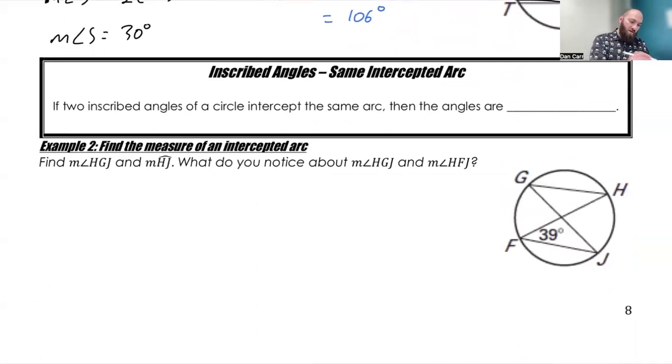Inscribed angles, same intercepted arc. If two inscribed angles of a circle intercept the same arc, then the angles are congruent. Okay, so we're looking at something like this. It should be pretty straightforward.